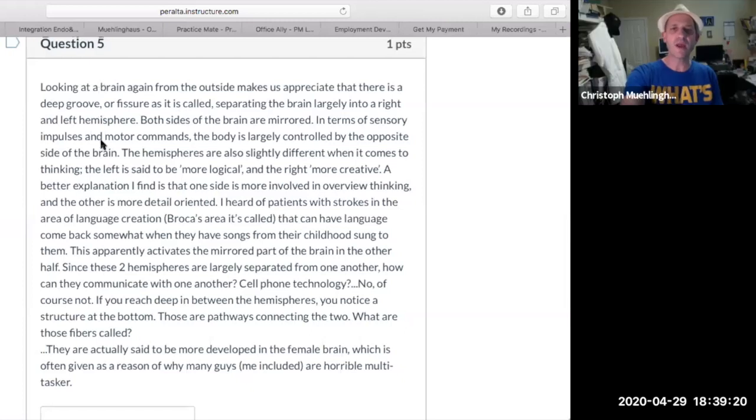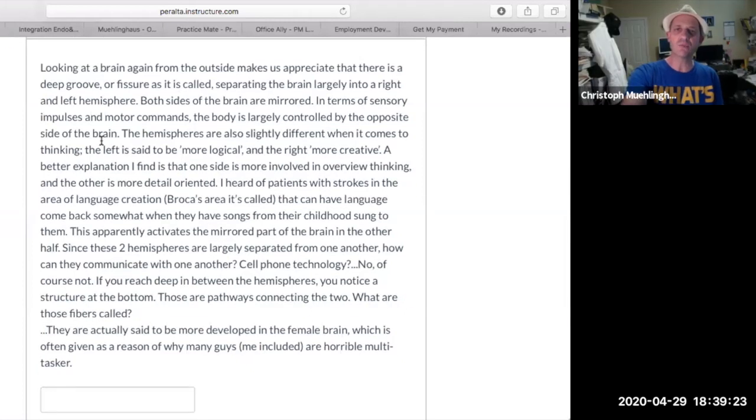Looking at a brain again from the outside makes us appreciate that there is a deep groove, or fissure, as it is called, separating the brain largely into right and left hemispheres. Both sides of the brain are mirrored. In terms of sensory impulses and motor commands, the body is largely controlled by the opposite side of the brain. The hemispheres are also slightly different when it comes to thinking. The left side is said to be more logical and the right more creative. A better explanation I find is that one side is more involved in the overview thinking and the other is more detail oriented, to make sure that the stuff gets executed.